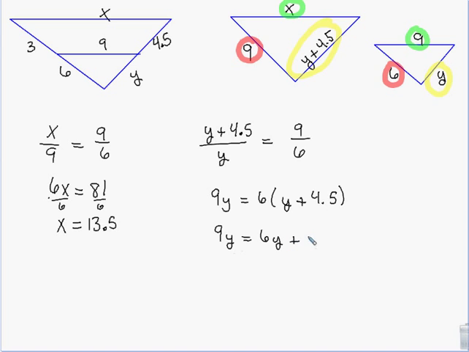And 4.5 times 6 is 27. So if I subtract 6y from both sides, I get 3y equals 27. And that makes y equal to 9.